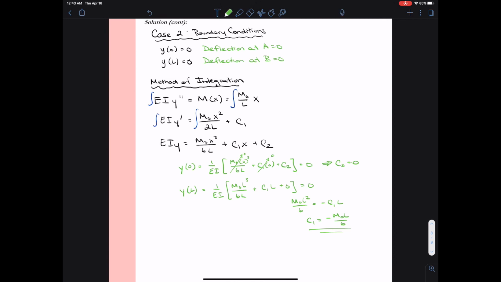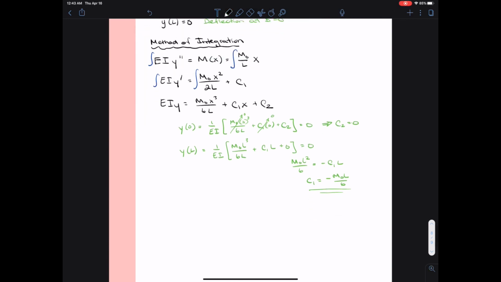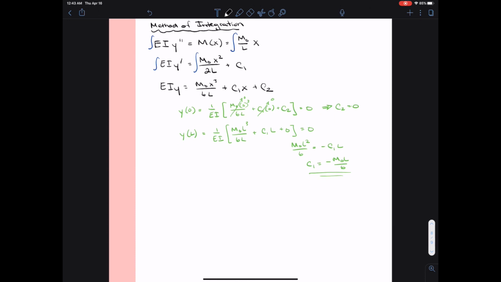All right, once I have my constant solved, I can then find the final equation for the deflection, y of x. Y of x will equal 1 over EI times M0 x cubed over 6L minus M0 L over 6 times x. And this is the equation for the deflection of the beam in case 2.